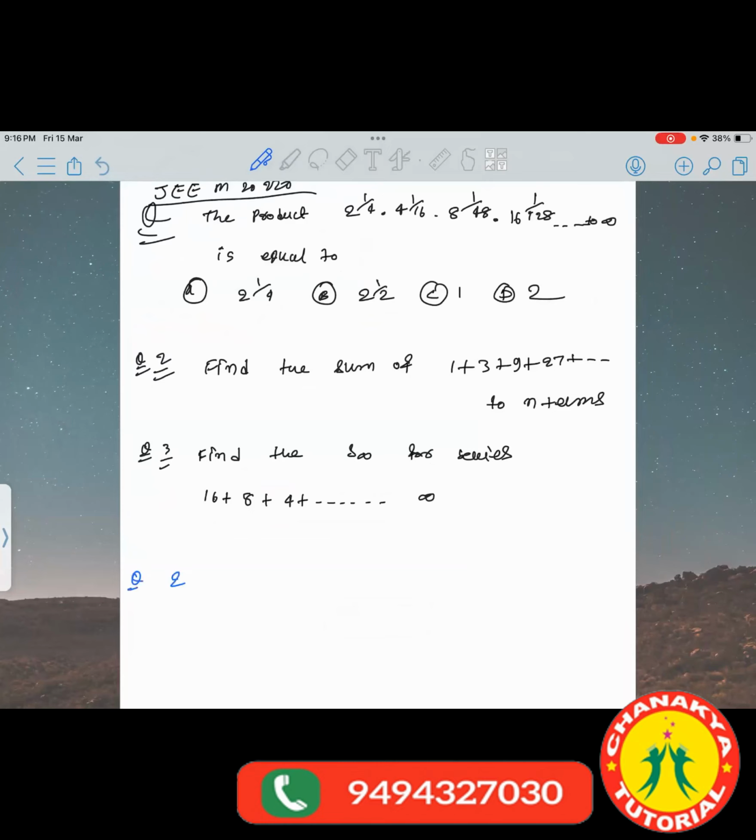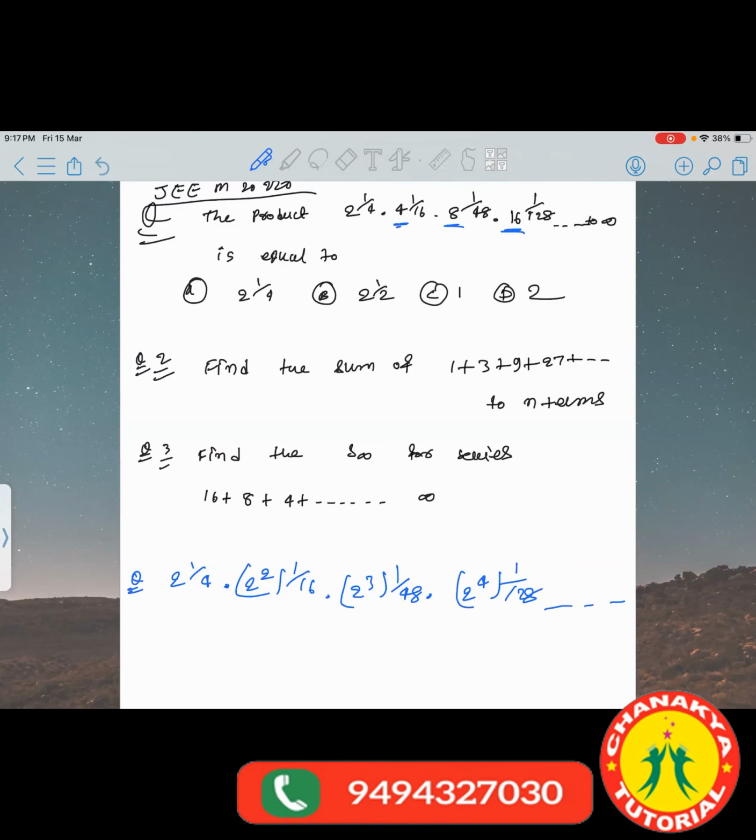See, 2 power 1 by 4 into 4 power 1 by 16. So if the base is the same and the power is different, we can add the powers. So we can convert now. 4 is 2 power 2, 8 is 2 power 3, 16 is 2 power 4. So convert it: 4 को मैंने लिखा 2 power 2, 1 by 16 into 2 power 3, 1 by 32 into 2 power 4, 16 को लिखा 1 by 128.